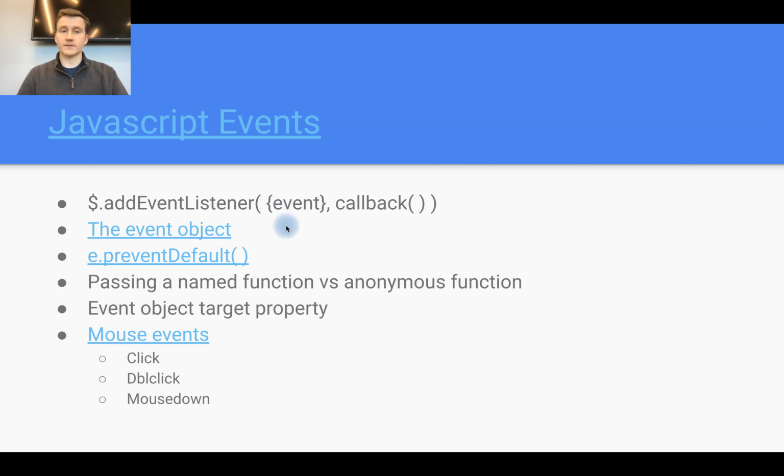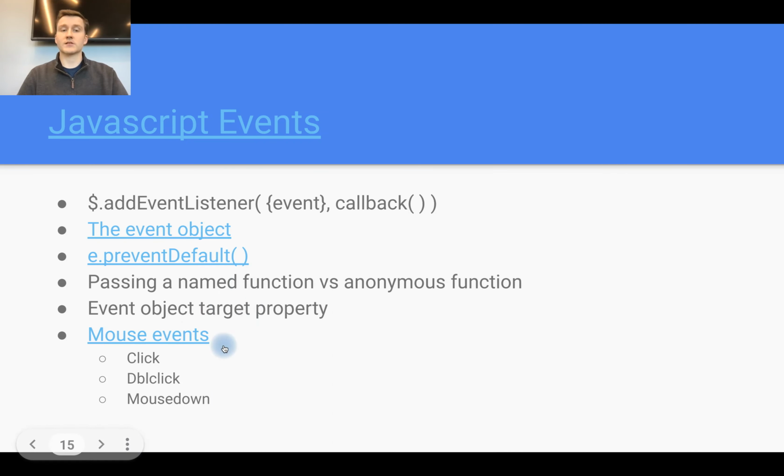And then JavaScript events. So we have an addEventListener. What this does is it takes an event and it calls a function. We have the event object. This has attributes on it such as target, right? The target allows us to change properties on the target element. Then we have preventDefault. So preventDefault will stop that event from bubbling up.